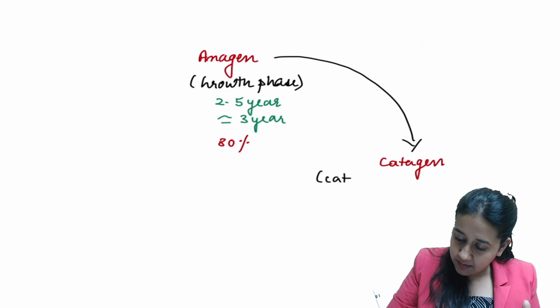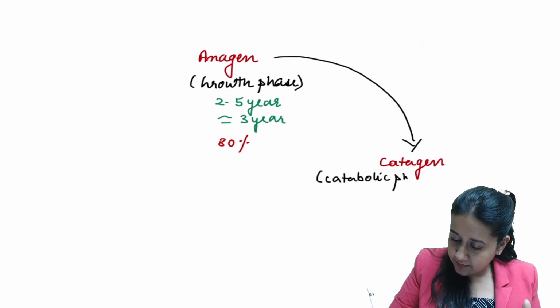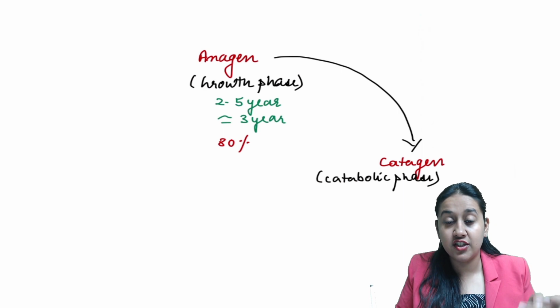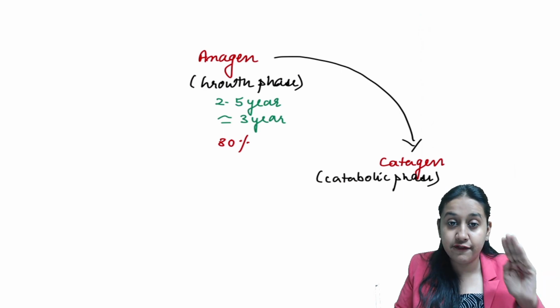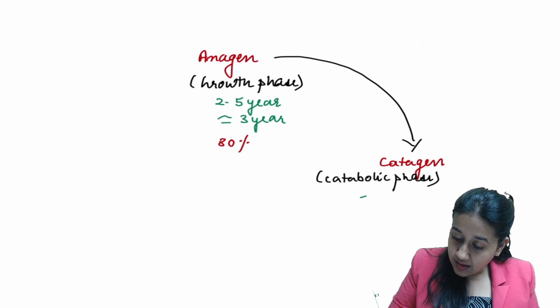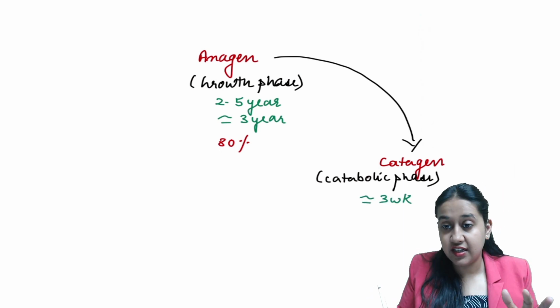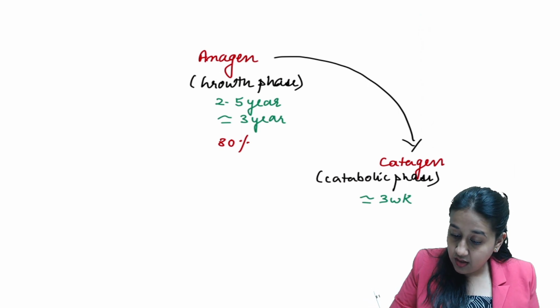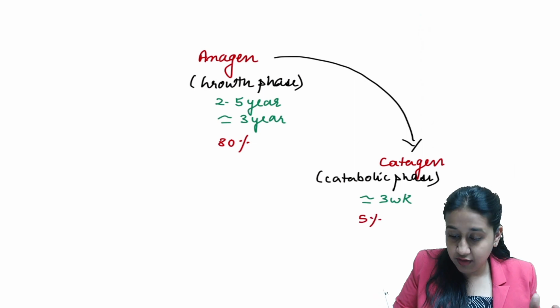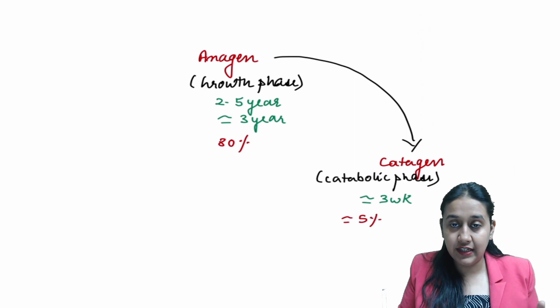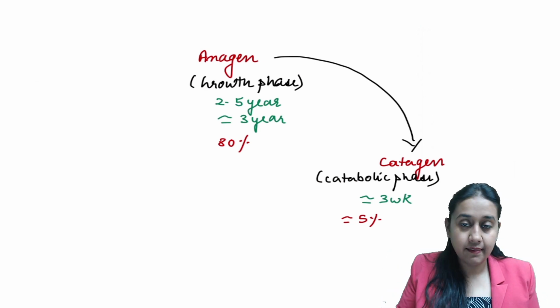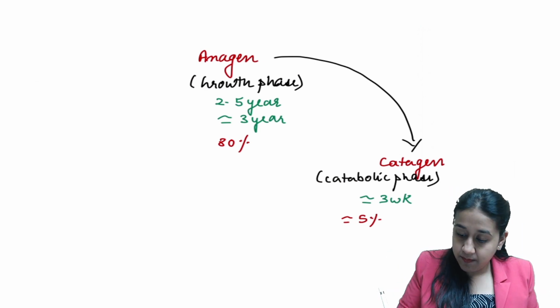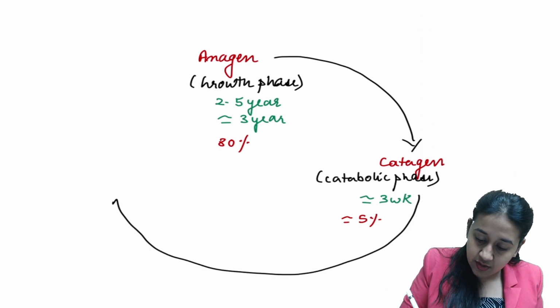Catagen is a catabolic phase, where the subsequent changes which are required for hair fall start and finish. The duration of the catagen is around 3 weeks. And around 5% of the hair is in the catagen phase at one point of time. Once the catabolic changes have occurred, hair will automatically enter into the next stage, which is known as the telogen phase.